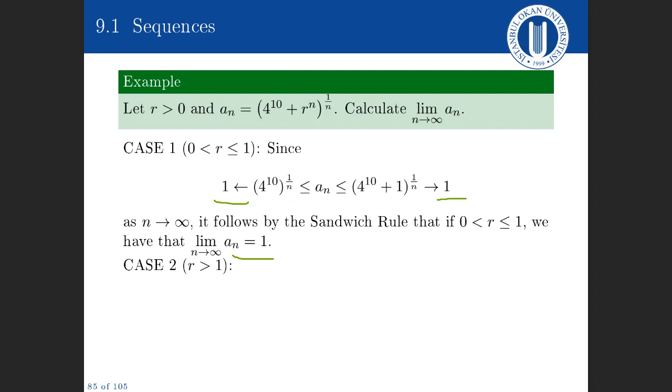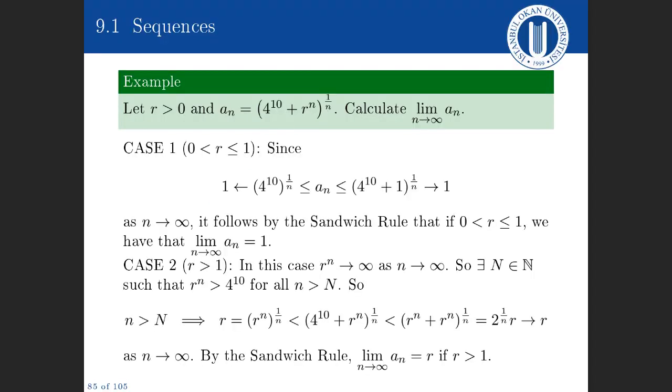Case 2, what happens if r is greater than 1? Well, we're not interested in what happens at the start of the sequence, we're only interested in the end of the sequence. So it's going to be okay to think that we always have r to the power n bigger than 4 to the power 10. Certainly that will be true for n bigger than some natural number N. And then we go back to the sandwich rule again.